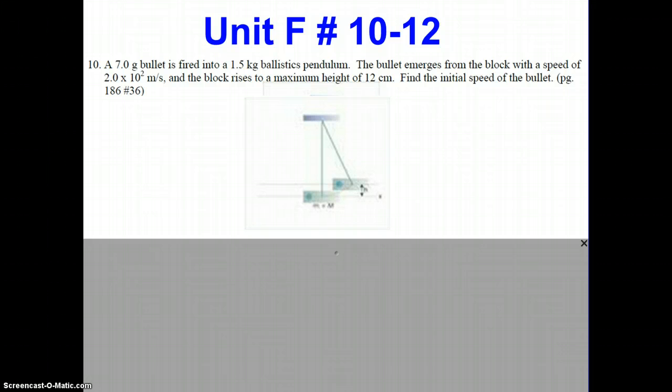In this particular case, the bullet emerges from the block, and we'll take that into consideration when we conserve momentum at the end. But as I just mentioned, we need to work backwards in this problem. We're going to use the height to find the velocity of the pendulum at the bottom, and then we're going to conserve momentum of the original event to find the velocity of the bullet initially.